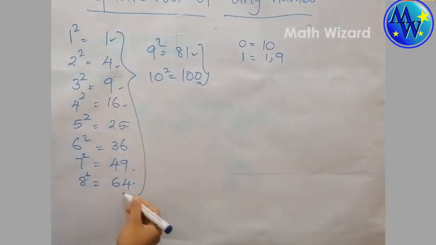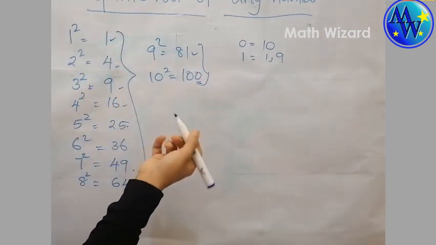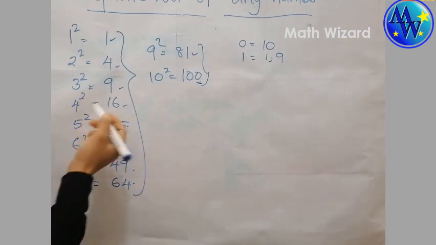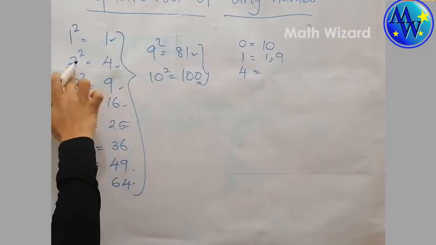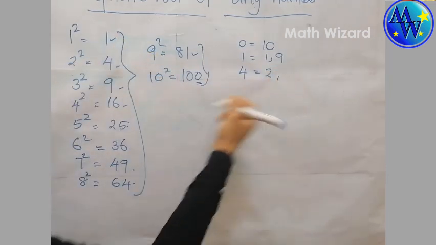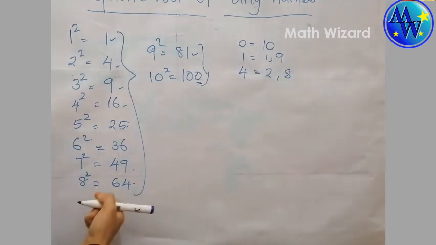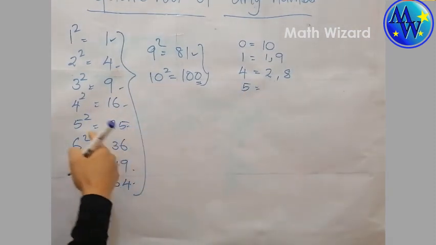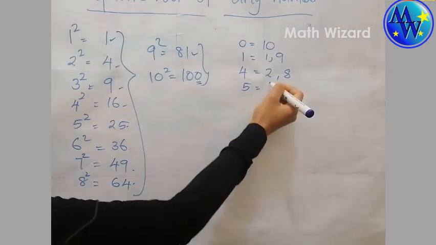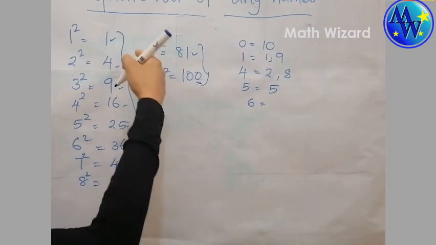Then 2. There is no square ending with 2, right? So no need to write 2. Then how about 3? There is no square ending with 3 either. Now 4. What are the squares that end with 4? That's 2 square and then 8 square. So 2 and 8 end with 4. Now 5. The square ending with 5 is 5 square, which is 25. So 5.